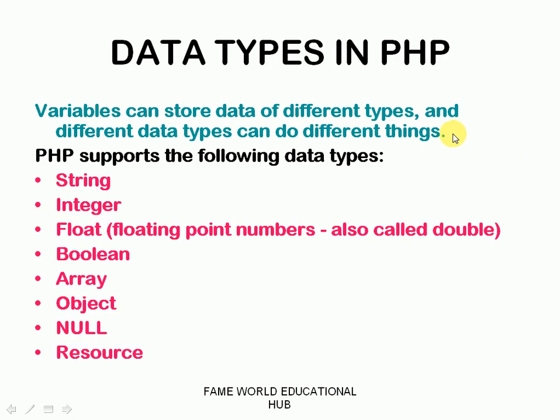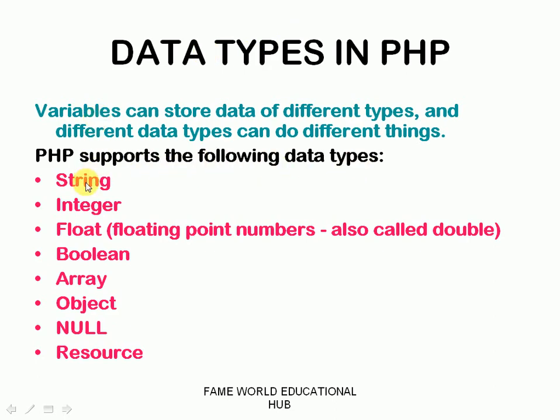Obviously, strings are used for different purposes. Strings can store name, address, and integer can store values for making calculations, and they can store mobile numbers and all. Float can be used to store decimal data. So different data types can be used for different purposes.